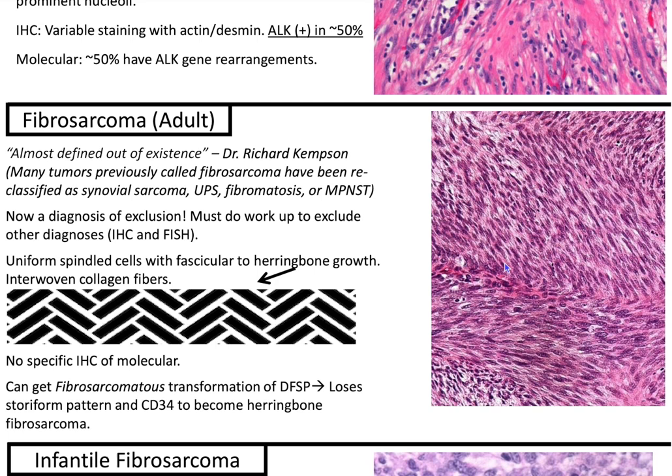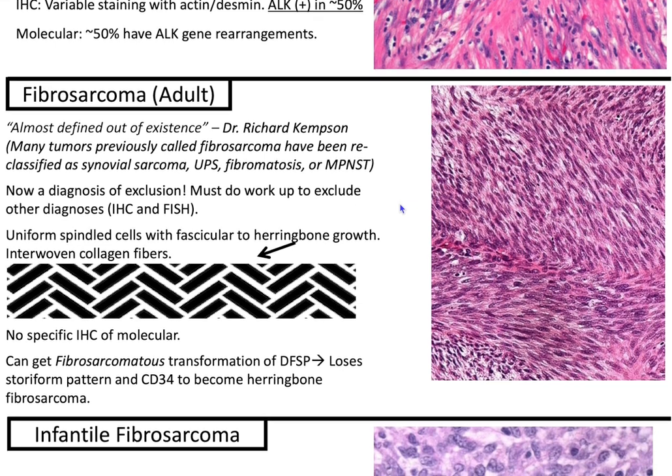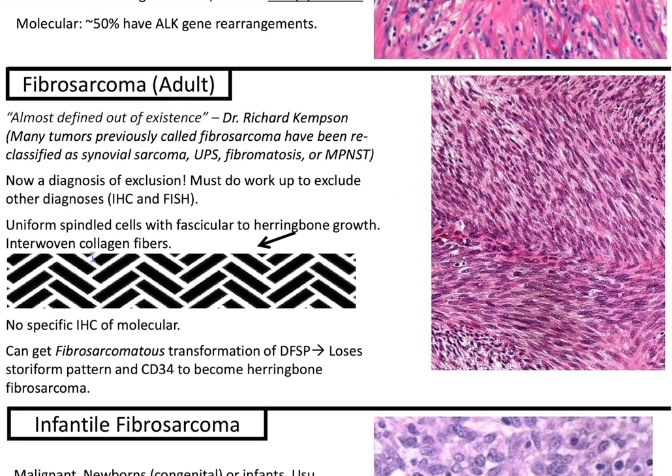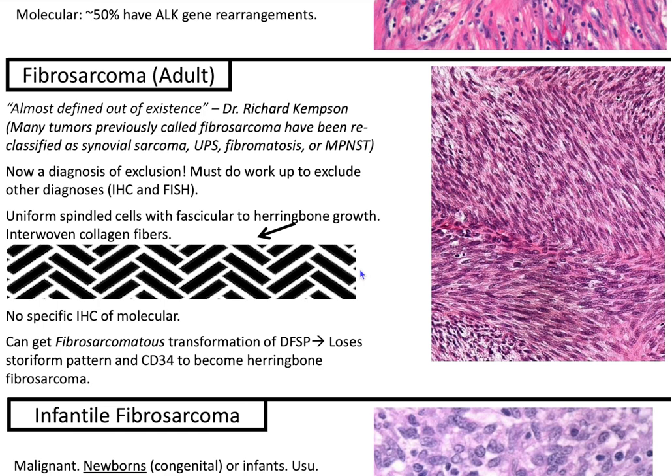Fibrosarcoma is almost defined out of existence, as mentioned by Dr. Richard Kempson, because many tumors that were previously called fibrosarcoma have been reclassified as synovial sarcoma, which has an X18 SYT-SSX1 translocation, undifferentiated pleomorphic sarcoma, fibromatosis, or malignant peripheral nerve sheath tumor. Classically you'll have this herringbone pattern. There's no specific IHC or molecular finding.